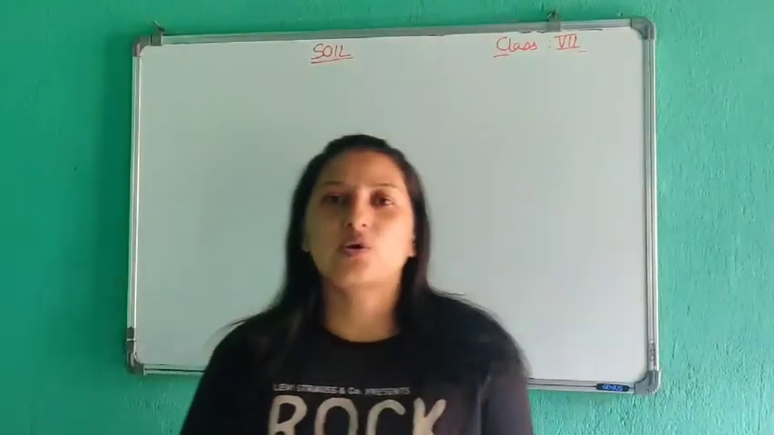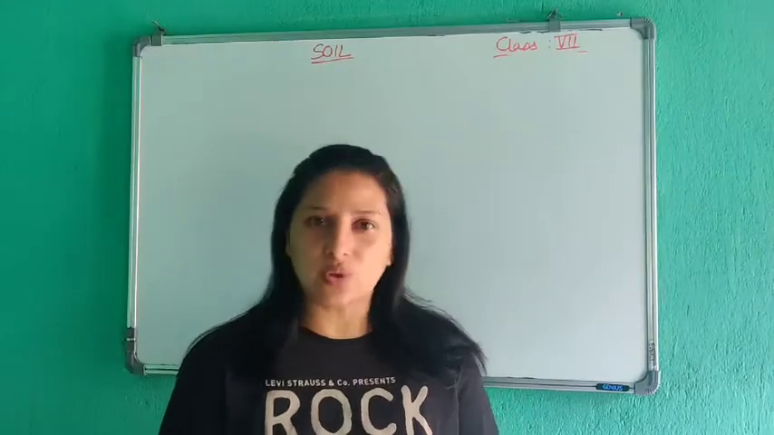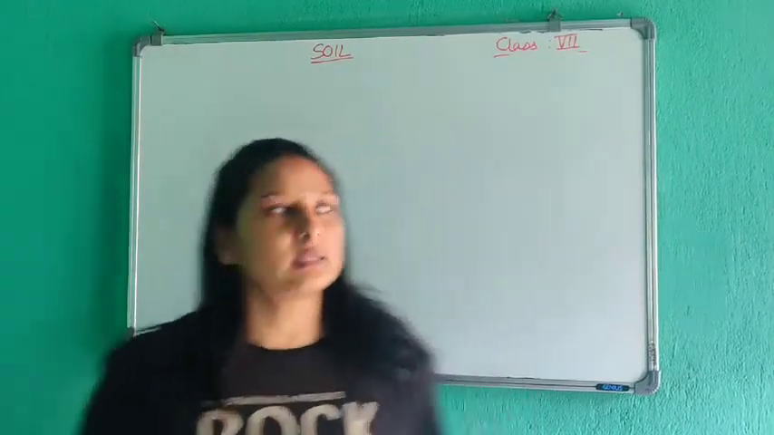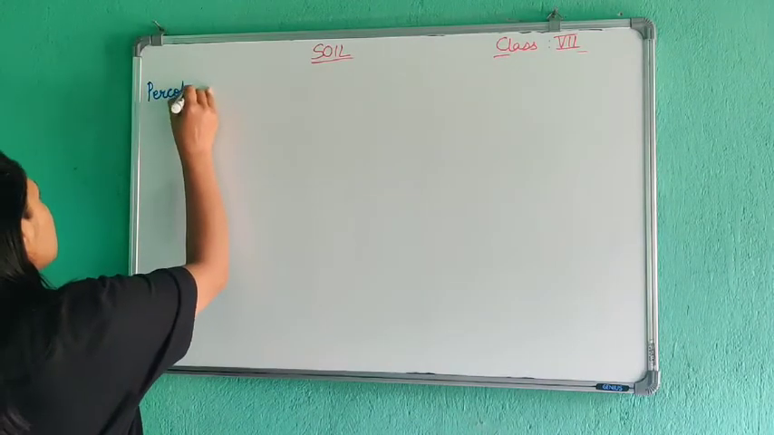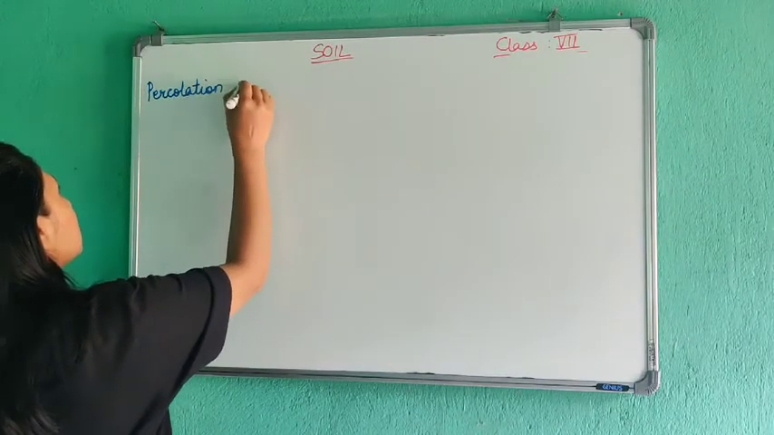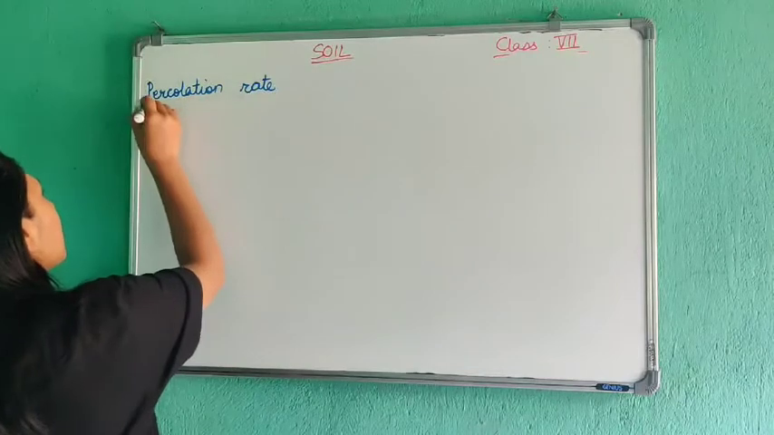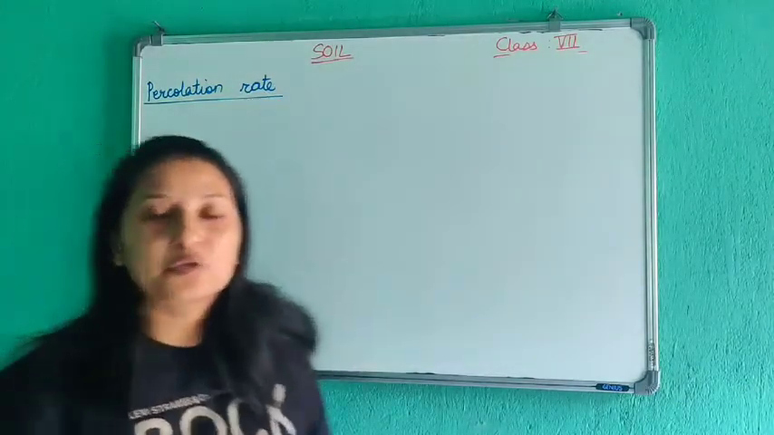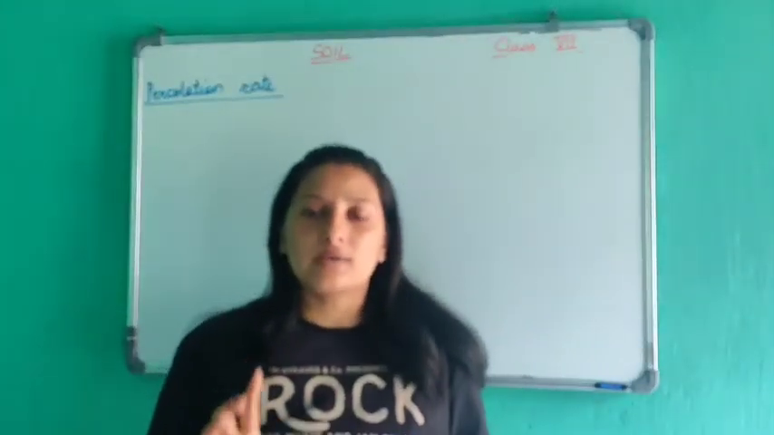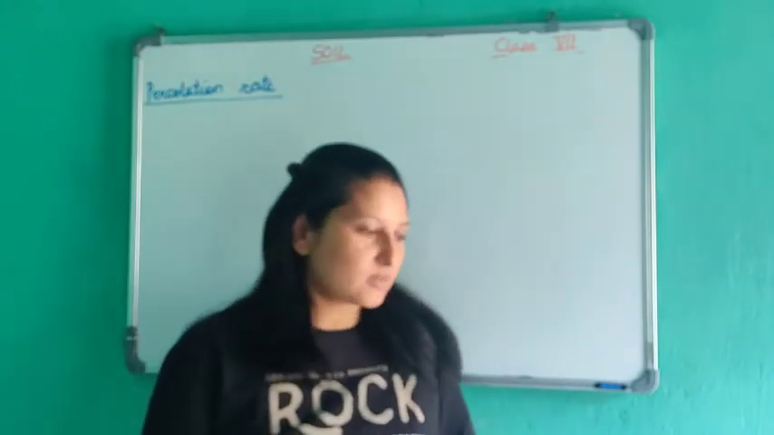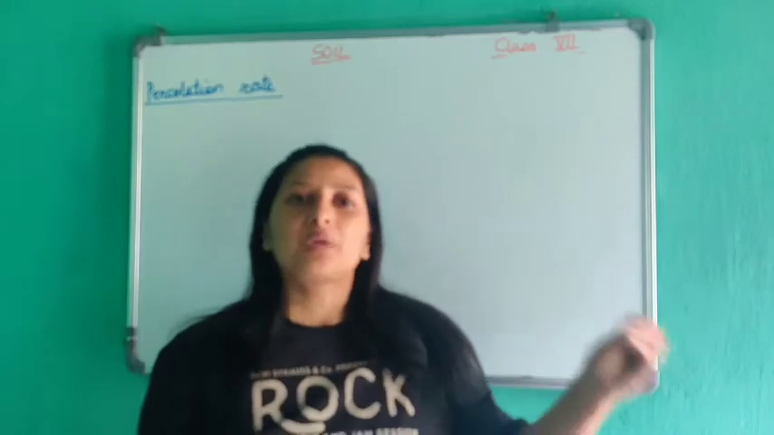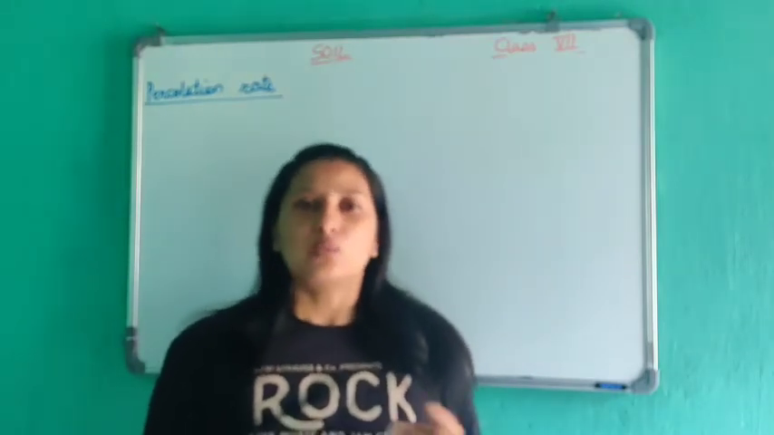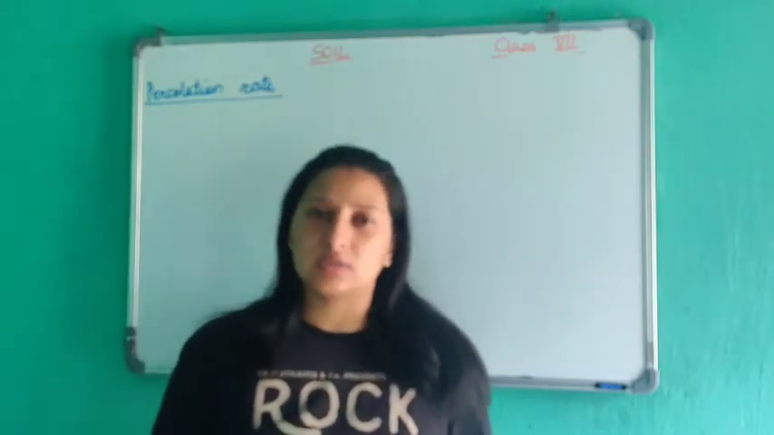Hi there, let us continue studying the chapter soil. In today's class, let us study about the percolation rate. Suppose I have 2 glasses of water and I spill 1 glass of water on the cemented floor and I spill another glass of water outside in the garden. Now what will happen to both the glasses of water?